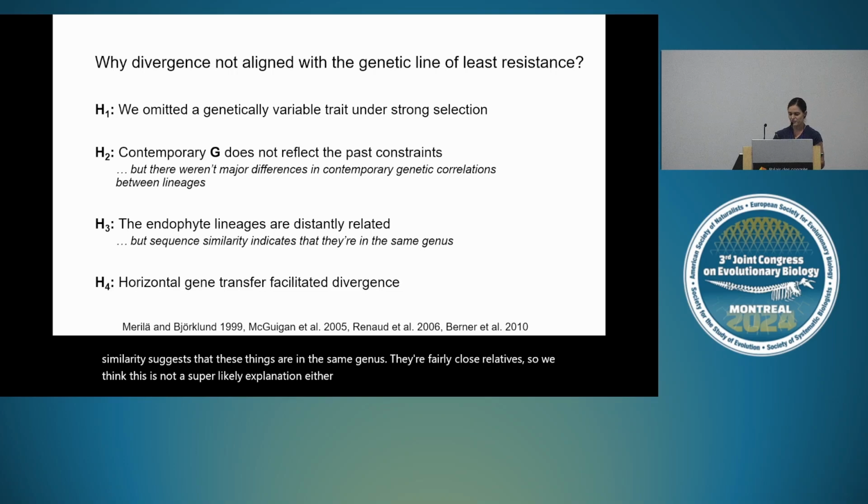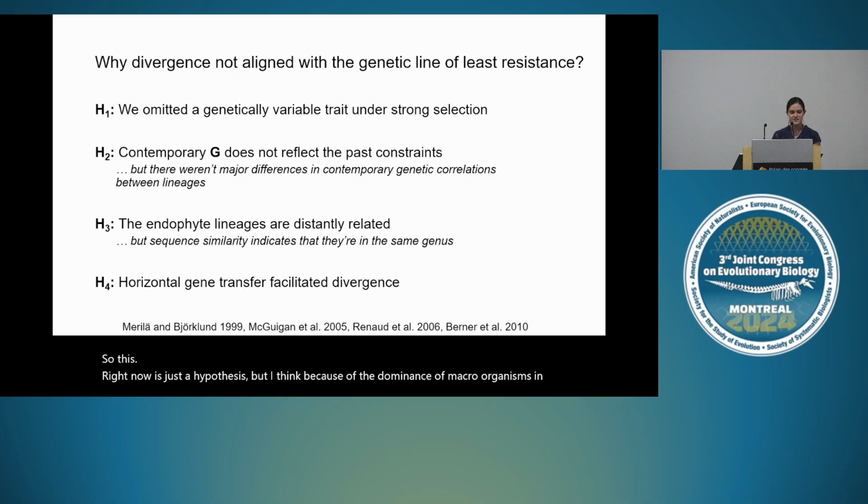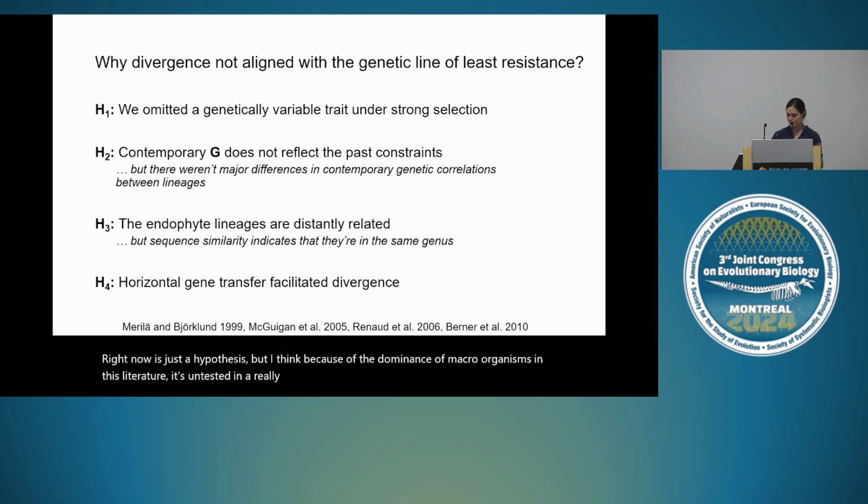And so that leaves us with a fourth possibility, which is that horizontal gene transfer is contributing to divergence in this group, and it's freeing these endophytes from the constraints of the genetic line of least resistance. So this, right now, is just a hypothesis, but I think because of the dominance of macroorganisms in this literature, it's untested and a really interesting possibility.